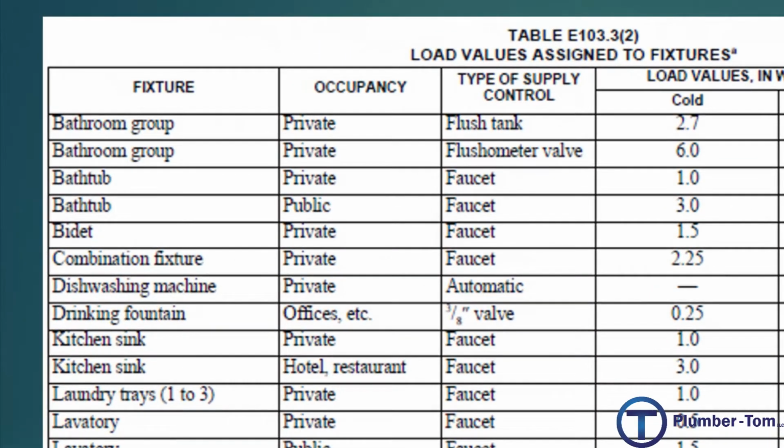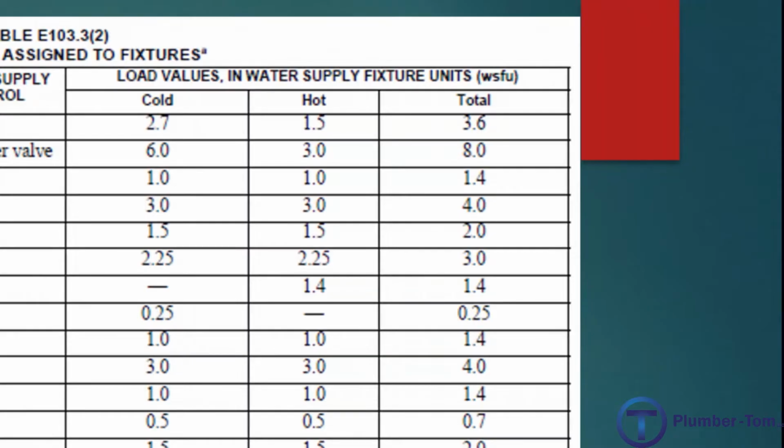As we examine this table from left to right, there is a list of fixtures on the left. The second column tells us about the occupancy, whether it's private or public. The third column tells us the type of supply control. Then we get into the actual water supply fixture units. Notice how they are separated into cold, that's the 4th column, hot, that's the 5th column, and a total on the 6th column there. The reason for that being, sometimes our pipe is just for cold, sometimes it's just for hot, and sometimes it's a distribution pipe that's coming in and is going to feed both cold and hot. Say it hasn't branched off for the water heater yet.